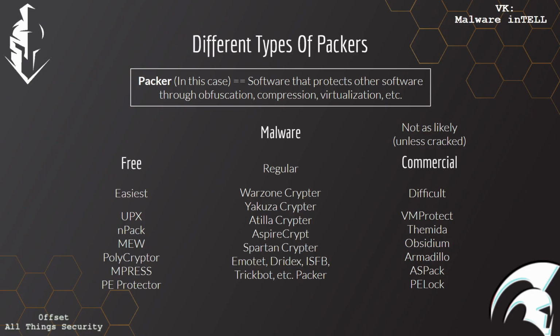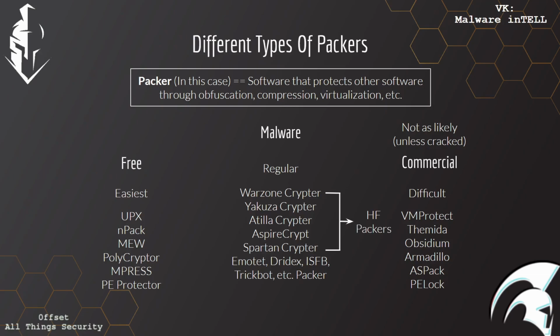I remember there was an APT that actually used VM Protect on some of their samples to hide a rootkit. So in instances like those, it's important to try and figure out what the rootkit does, so you need to unpack it. But again, it's a grey area when it comes to unpacking it, as it has legitimate software uses and it's not commonly used when it comes to malware packing. So we're just going to focus on the free and the normal malware packers.